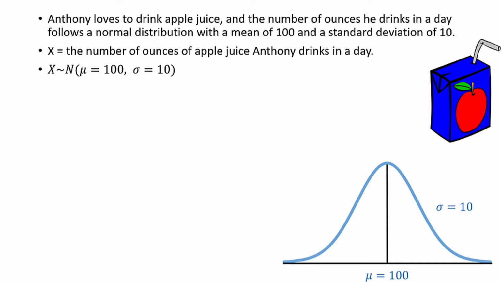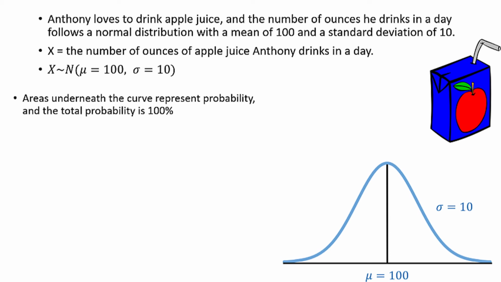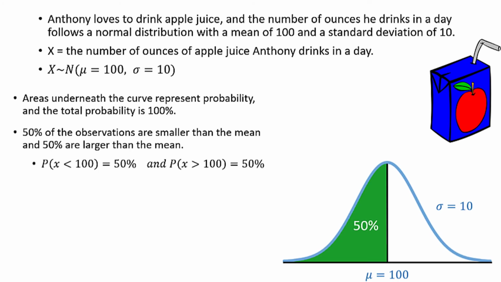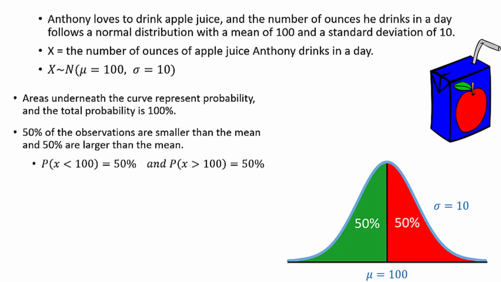Let's briefly talk about some of the useful things to remember when calculating probabilities using the normal distribution. Areas underneath the curve represent probability, and the total probability is 100%. In a normal distribution, 50% of the observations are smaller than the mean, and 50% are larger than the mean. So the probability x is less than 100 is 50%, and the probability x is greater than 100 is also 50%, as 100 is the mean.